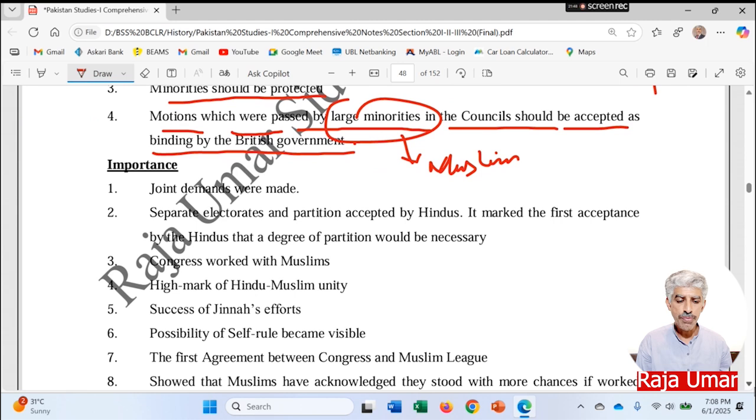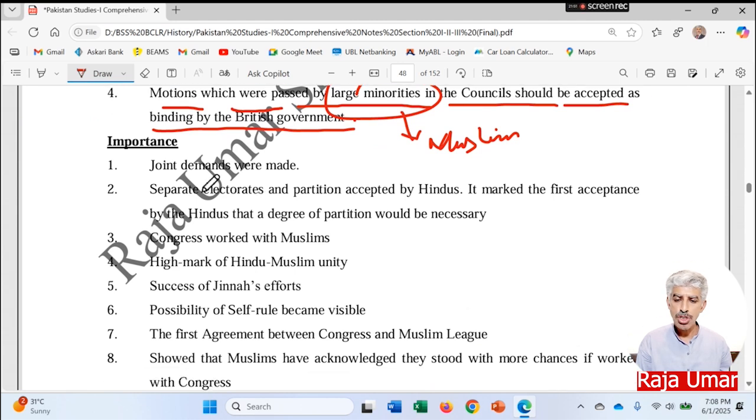So the importance of the Lucknow Pact: joint demands were made. It means that now more than 90% of the total population of the subcontinent was on the table against the British. So that was a great threat to the British, that now the two greater communities of the subcontinent were collectively presenting their demands, and that exerted a greater pressure on the British.